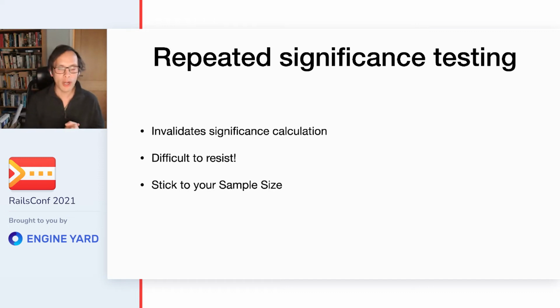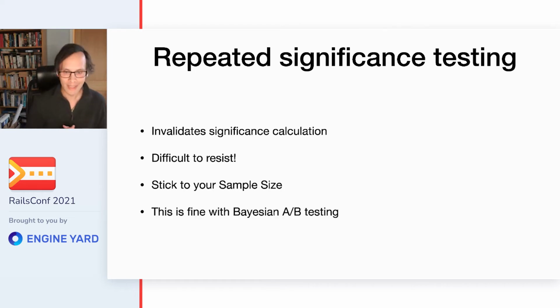And by the way, this is one of the places where there is a difference between Bayesian A/B testing and classical A/B testing. With Bayesian A/B testing, this is fine because of the way it looks at the numbers.